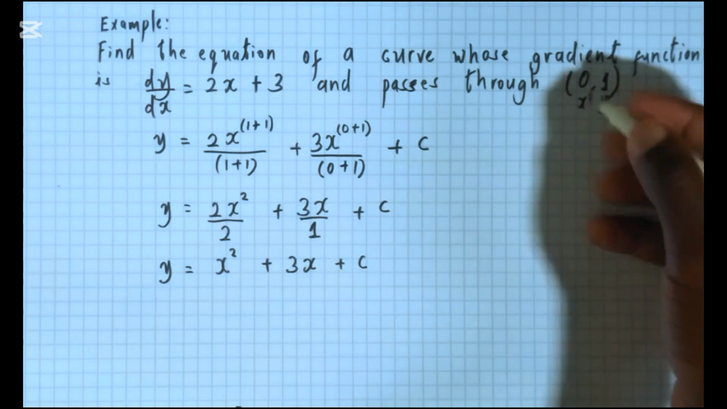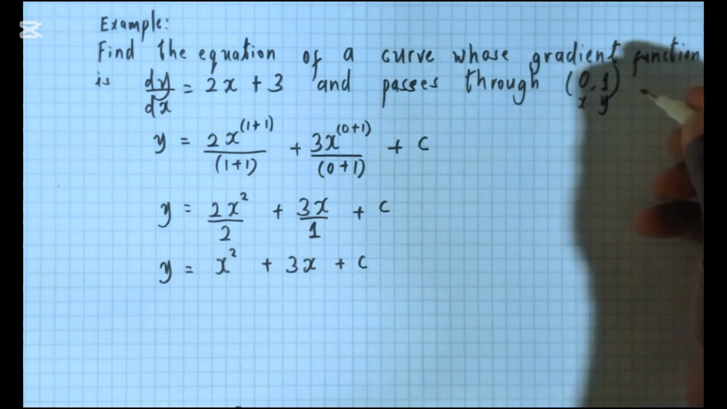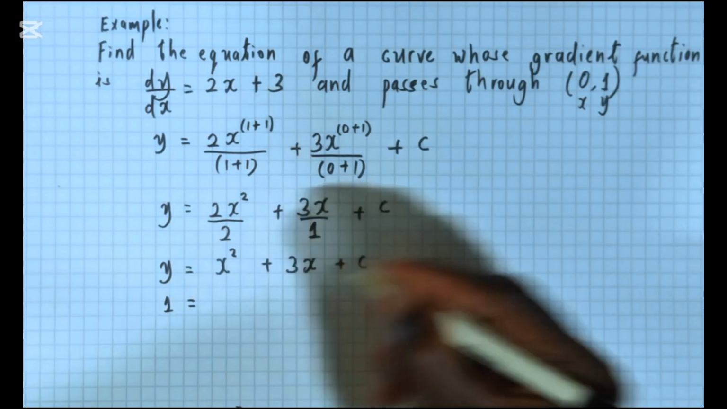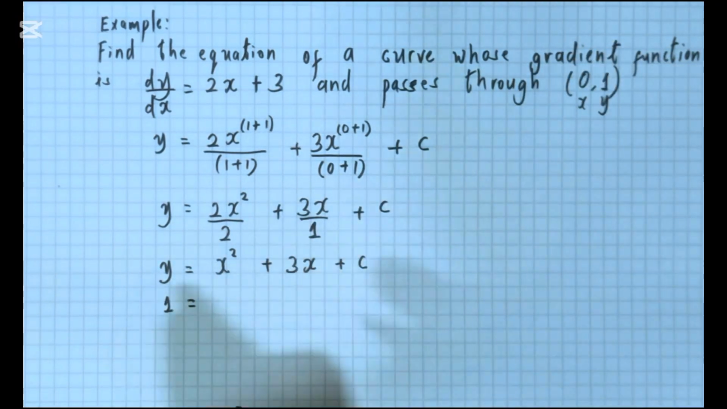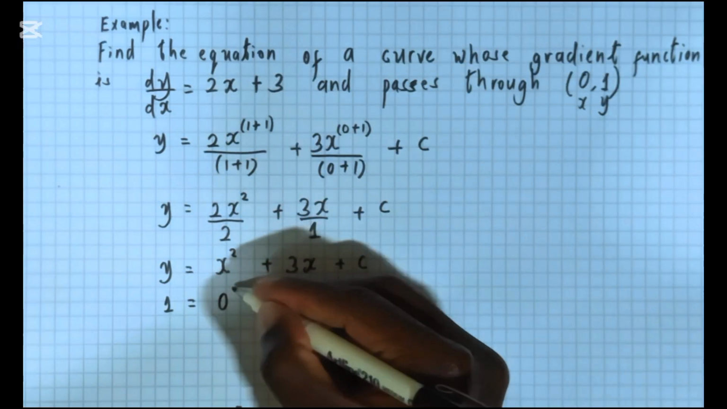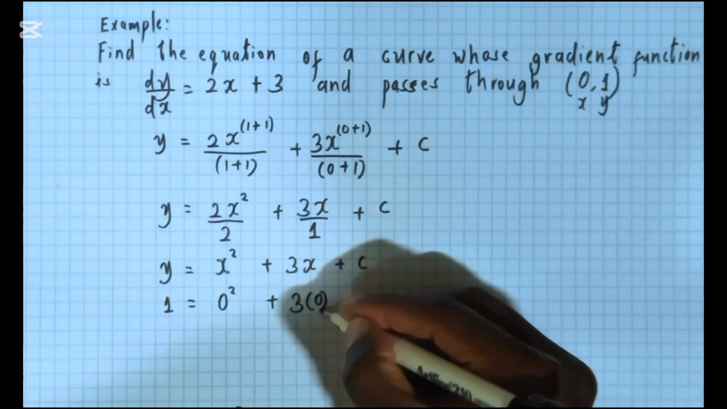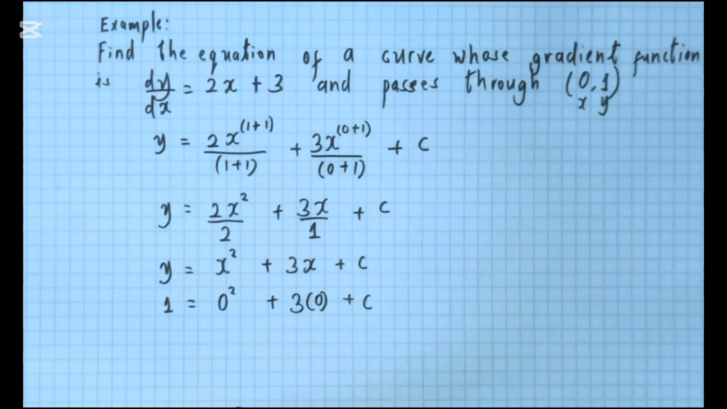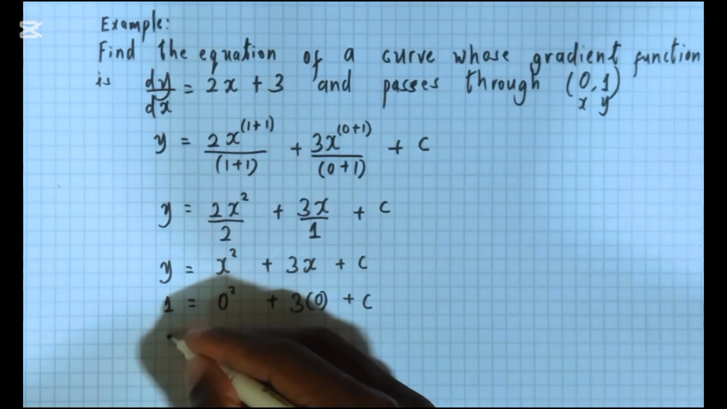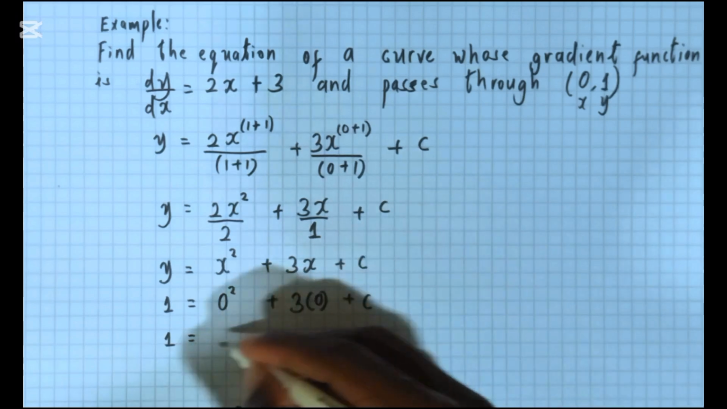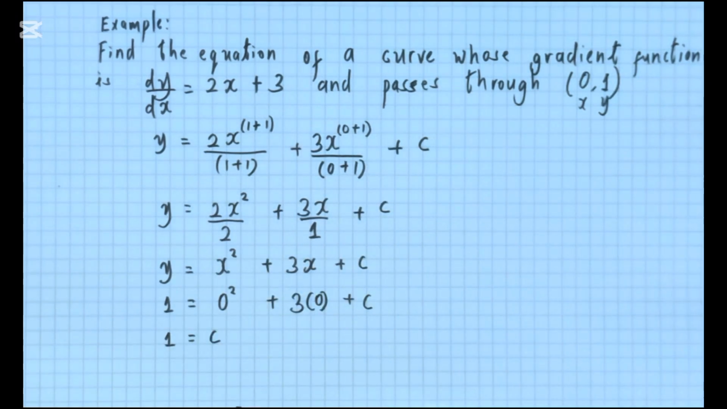For us to find the value of c here, we are going to substitute 1 where we have y, and 0 where we have x. So it's going to be 1 equals 0 squared plus 3 into 0 plus c. That means 1 is equal to 0 plus 0 plus c, so the value of c basically will be 1. So we have found the value of c.